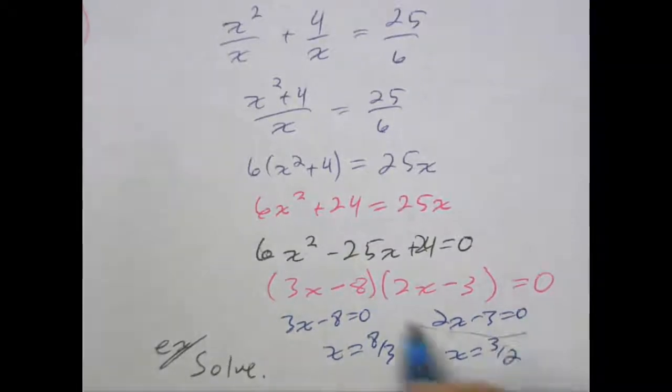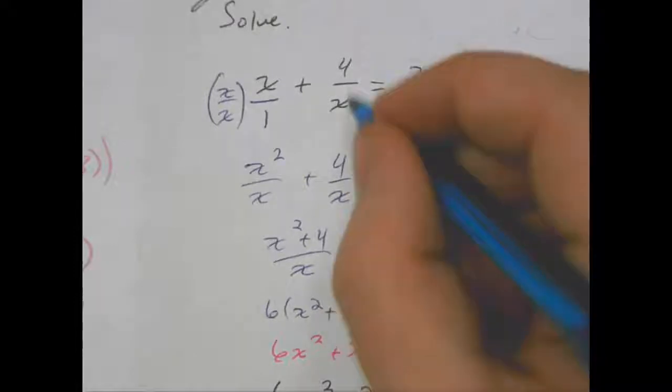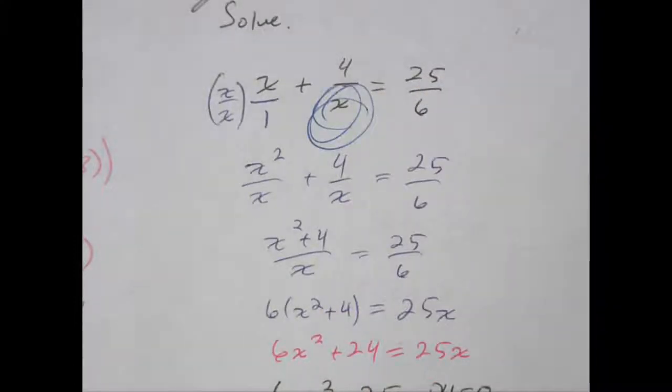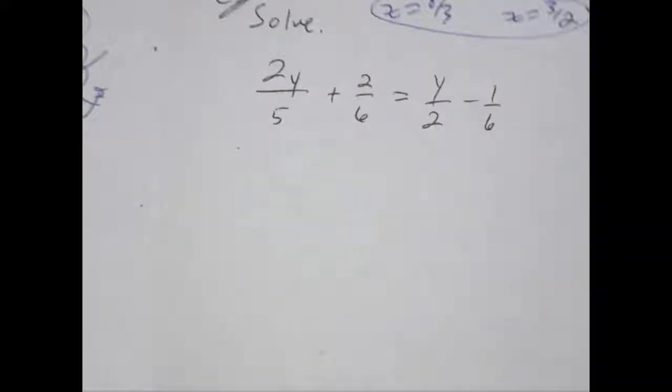Both of those solutions work because as I look back at my original equation, the only thing that would cause us an issue is that divided by x, which would mean x cannot be 0. So those are two good solutions. Happy day. Moving on.